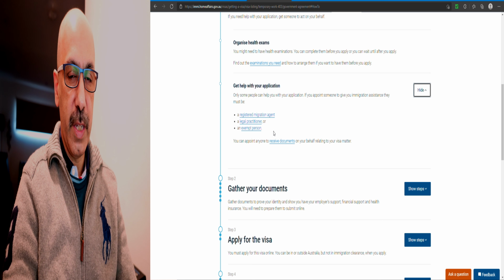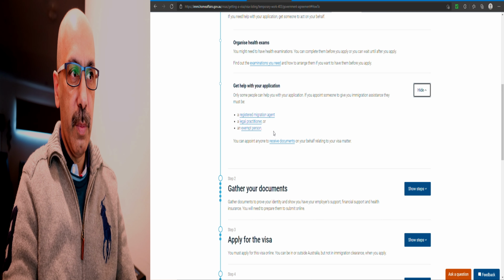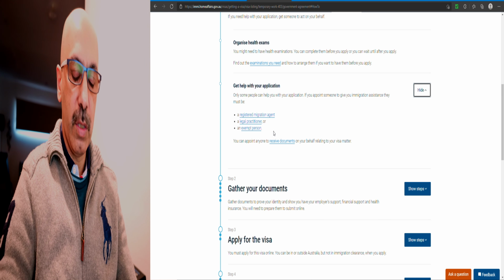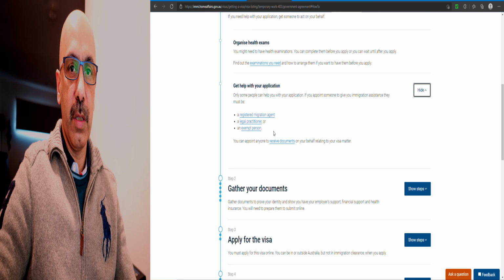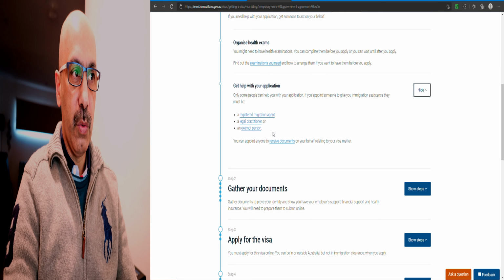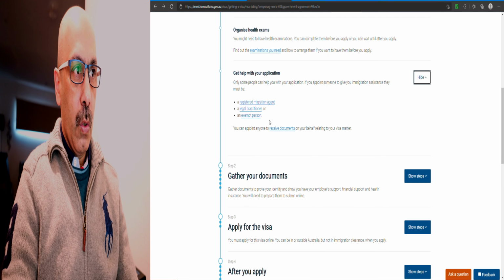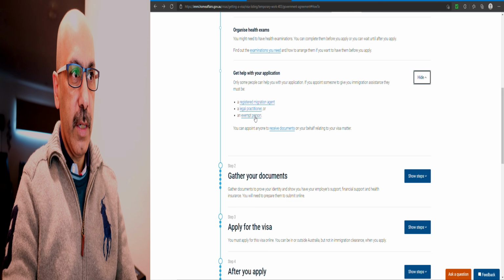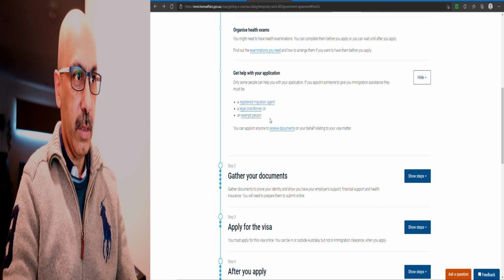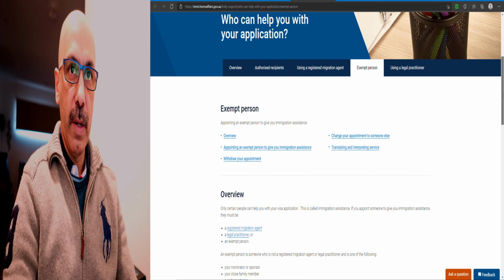So exempt person, I'll tell you a little bit, can be anyone: your friend, your brother, your sister, or anyone you know. You need to fill out an agreement form, and you need to sign it and they need to sign it as well, and then they can be your exempt person. Just click on this. So who is an exempt person? Let's go on to this one. Click on this. Who can help with your application?